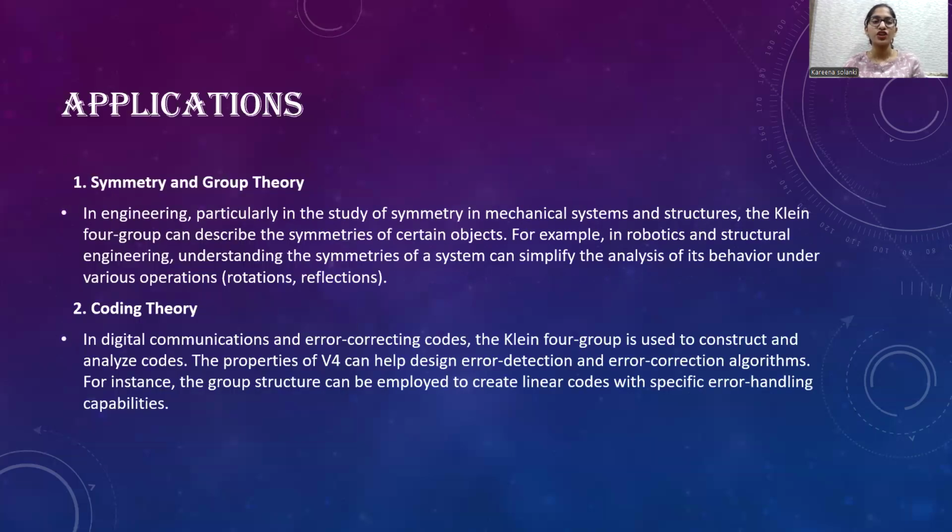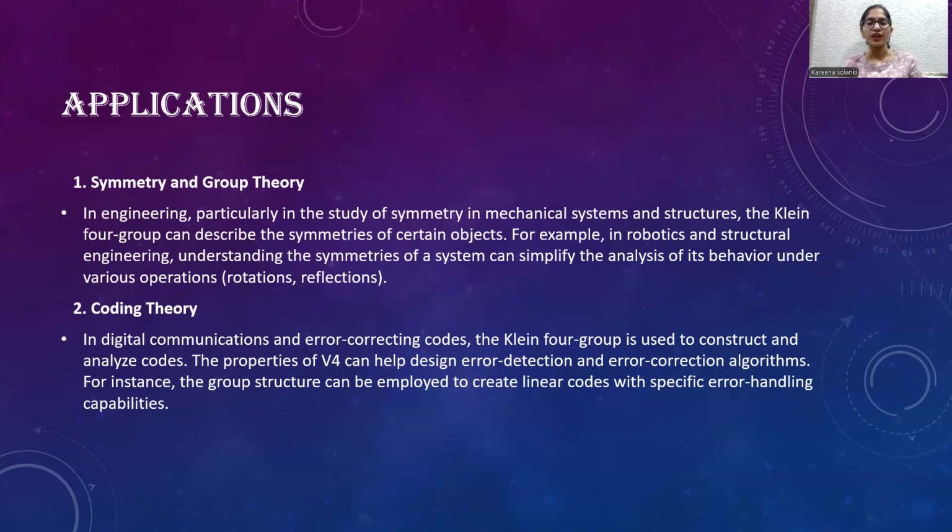Application. The first application is symmetry and group theory. In engineering, particularly in the study of symmetry in mechanical systems and structures, the Klein group V4 can describe the symmetries of certain objects, for example in robotics and structural engineering. Understanding the symmetries of a system can simplify the analysis of its behavior under various operations, that is rotations and reflections.